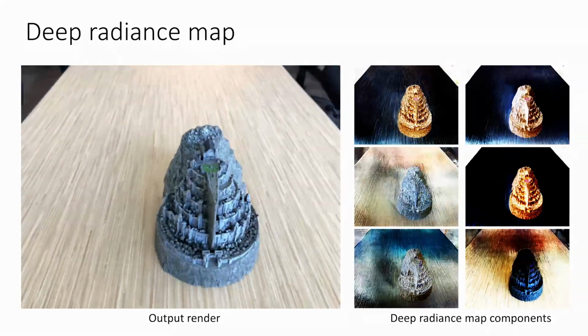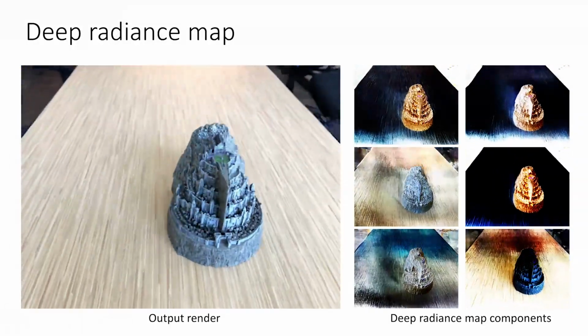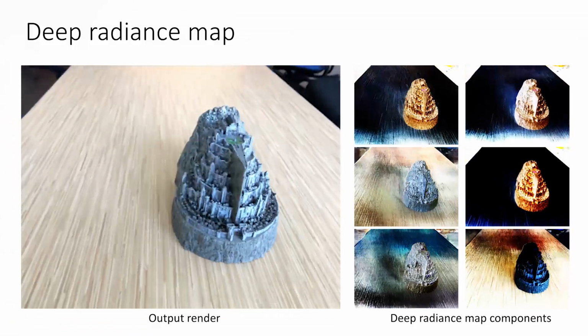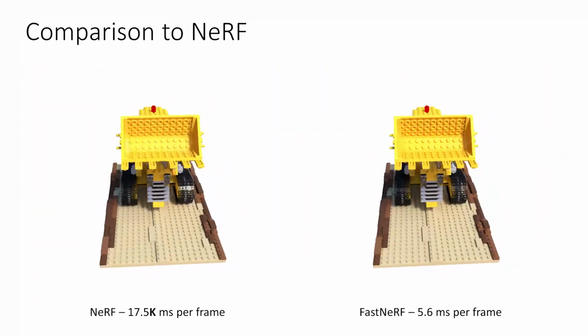Here is a visualization of the deep radiance map components produced by the position-dependent network. Here we show a qualitative comparison to NeRF.